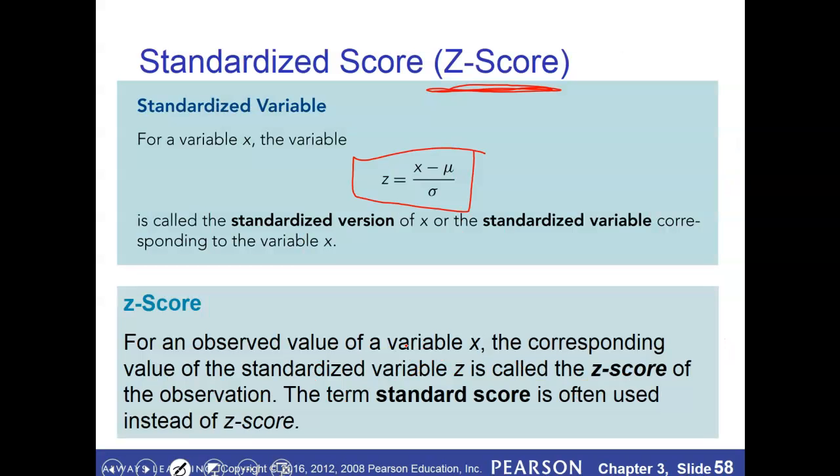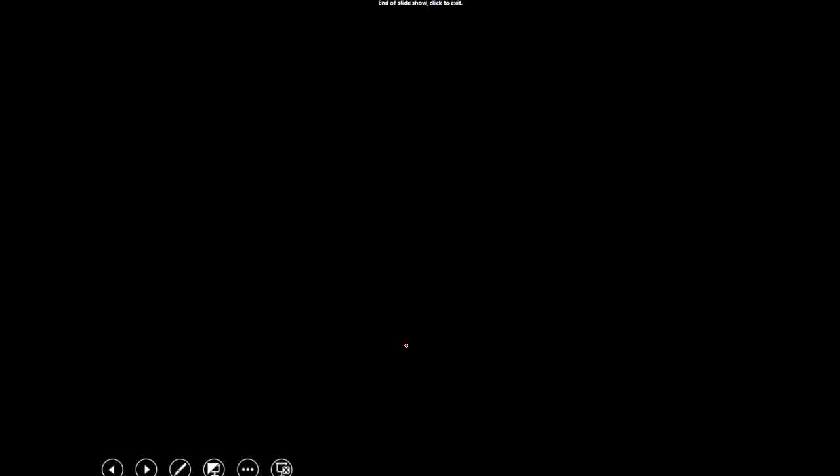This is the formula we're going to be using to find z-scores. Z-scores that are positive are above the average, and z-scores that are negative are below the average. And so that's what 3.5 is about.